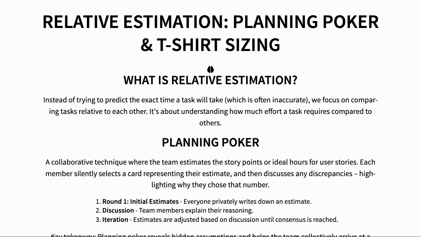Okay, let's talk about how we estimate tasks in Scrum. We don't want to spend all our time trying to guess exactly how long something will take. Instead, we use relative estimation techniques. The most popular one is planning poker. It's a group activity where everyone silently writes down their estimates for a user story, often using story points. Then, we discuss why people chose those numbers, which helps us uncover any misunderstandings or assumptions.